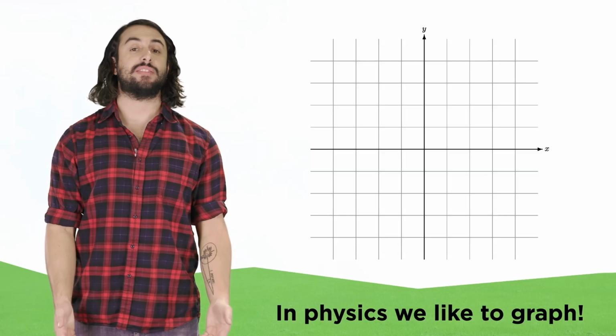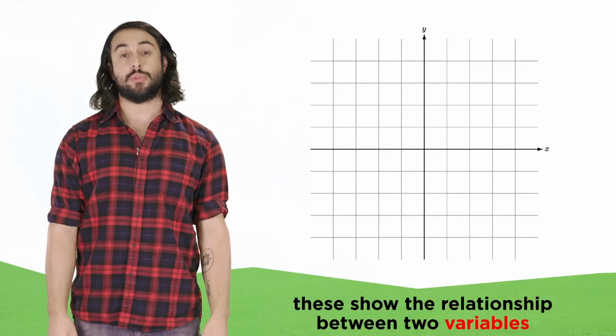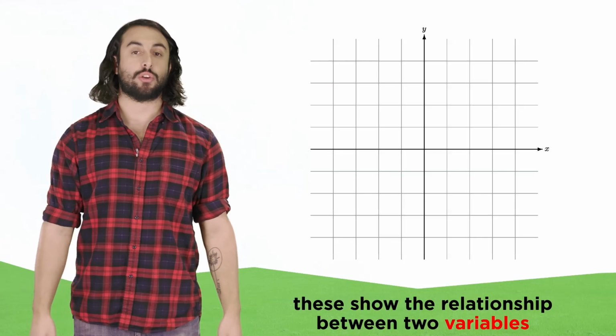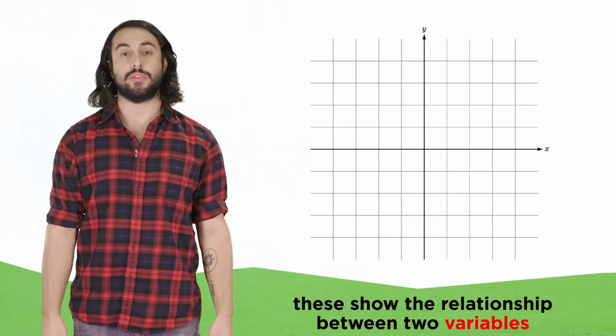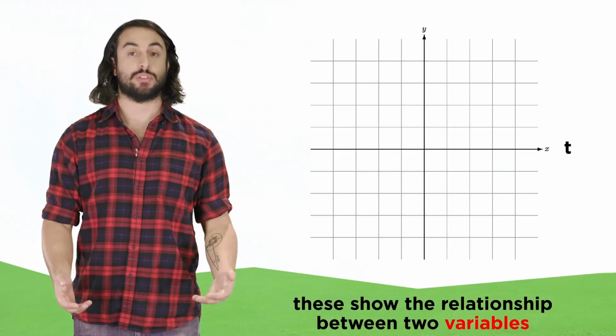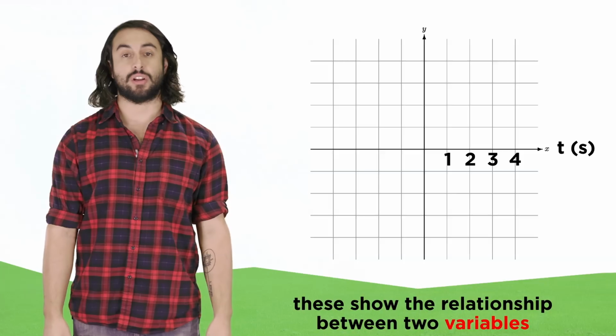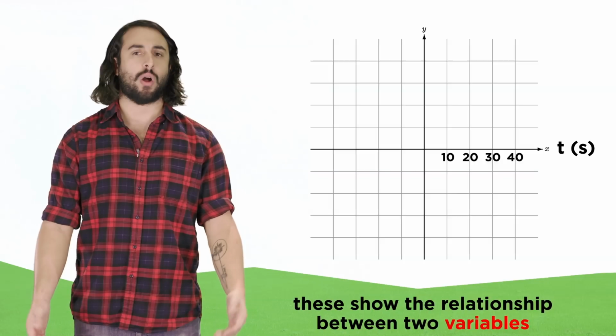One of the best ways to do quantitative analysis is to make graphs. When we do this, we are plotting data points that correspond to two variables. And in physics, one of these will often be time. So we can label the x-axis with a t for time. And we could make tick marks for individual seconds, or multiples of 10 seconds, or whatever we want.